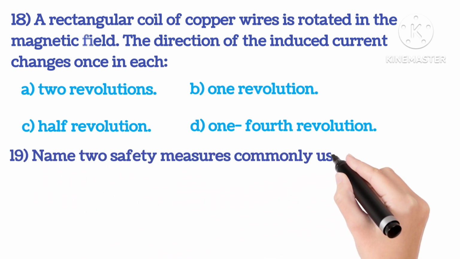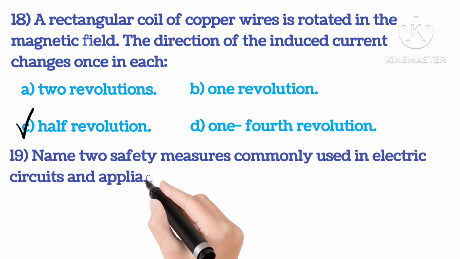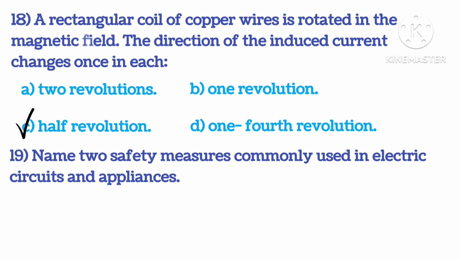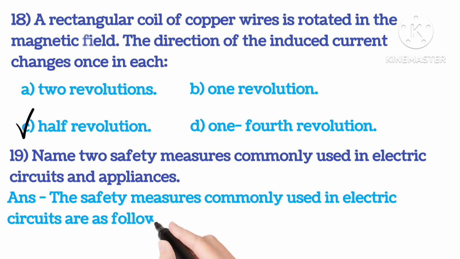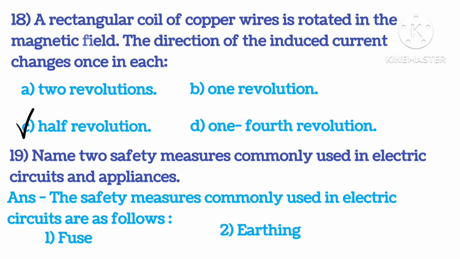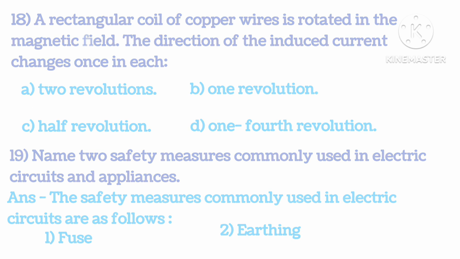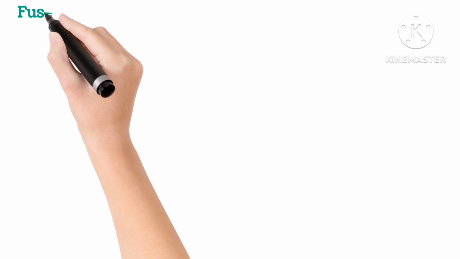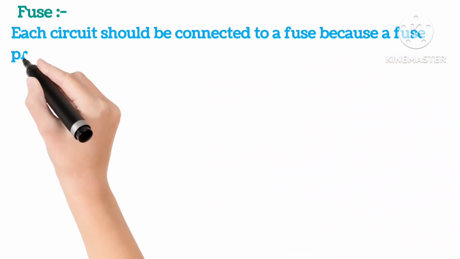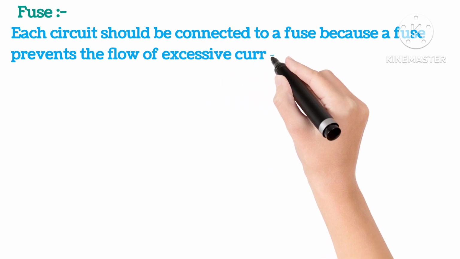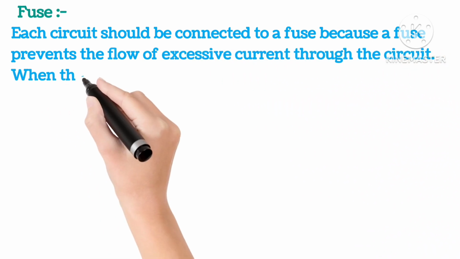Name two safety measures commonly used in electric circuit and appliances. The safety measures commonly used in electric circuits are: first, fuse, and second, earthing. Fuse. Each circuit should be connected to a fuse because a fuse prevents the flow of excessive current through the circuit.